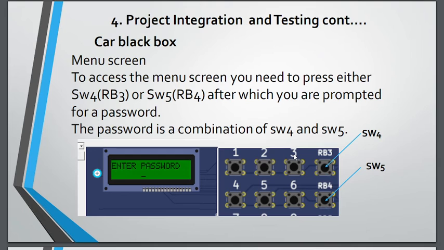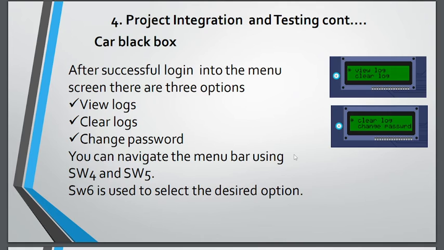To access the menu screen, you need to press either switch 4, which is RB3, or switch 5, RB4, after which you are prompted for a password. The password is a combination of switch 4 and switch 5. After successful login into the menu screen, there are three options: view logs, clear logs, and change password. You can navigate the menu by using switch number 4 or switch number 5. Switch number 6 is used to select the desired option.